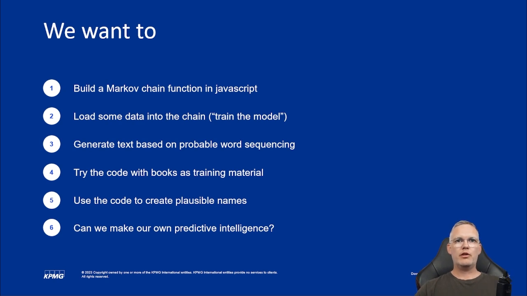Alright, so what we want to do to begin with is build the Markov chain function in the first place, and then load something into that chain, which is training the model, and generate some text based on probable word sequencing. We're going to load the contents of a book and see if we can use the chaining of these words to generate sentences with statistically correct grammar, but which won't make any sense, obviously. And in the end we'll see if we can use it as predictive intelligence code.